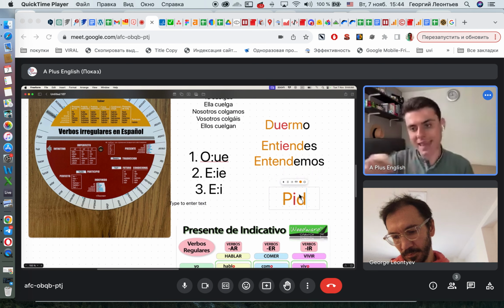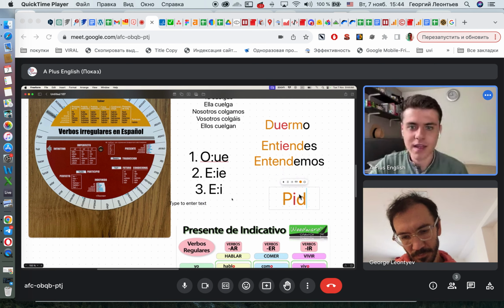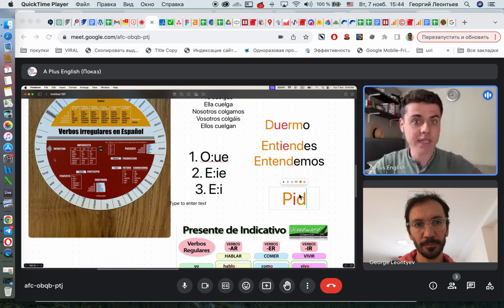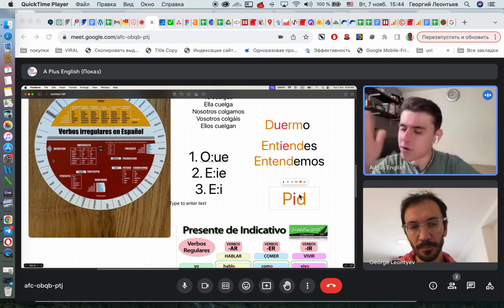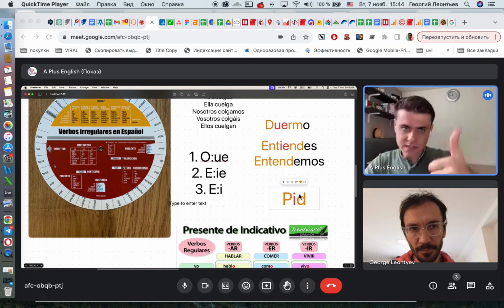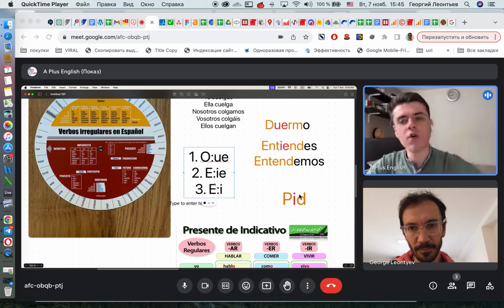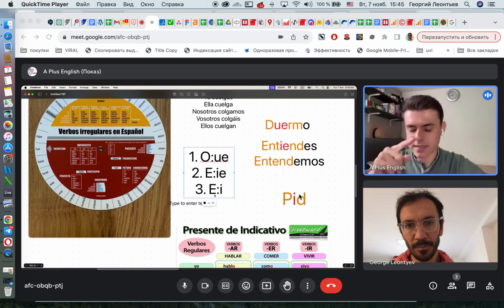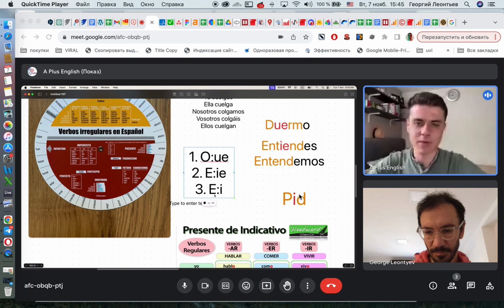Nosotros is regular, so it's pedimos. Vosotros pedís, y ellos piden. So the majority of these verbs can be considered stem changing verbs, right? So I'll tell you when it's a stem changing verb, and you say, okay, even if I don't remember it, Andreas, tell me if it's stem changing, or if it's 1, 2, or 3, and I will know. And I'll tell you, oh, Georgi, it's pedir, so it's stem changing, it's number 3. And you say, pedir, so I got it, number 3 is E to I. So yo pido, pides, pide, and you don't even need the table.